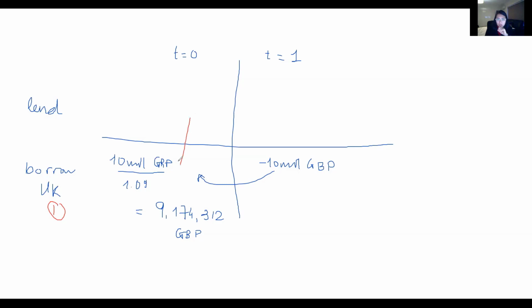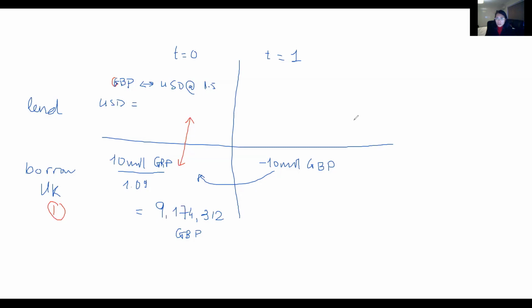So after I have borrowed that much, what do I need to do? I'm going to need to convert that amount into the domestic currency at the current spot rate, okay? So I'm going to convert the pounds into the USD at the current spot rate, which is $1.5 per pound, okay? So how much USD do I get when I convert the pounds into the USD?